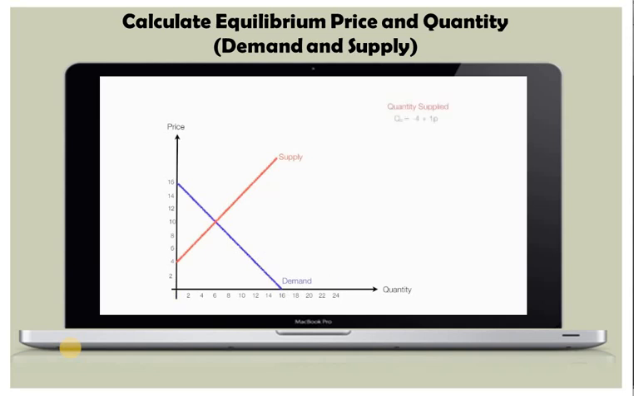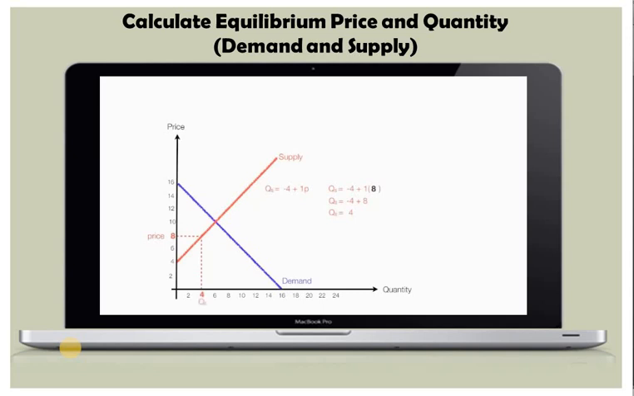We can do the same thing for quantity supplied. The slope of the line is a positive 1, that one right there. So let's imagine a price of, let's say, 8. What's the quantity? I take that 8 and put it into the equation. So quantity supplied is equal to negative 4 plus 8, which is equal to positive 4. So at a price of 8, quantity supplied will be 4.